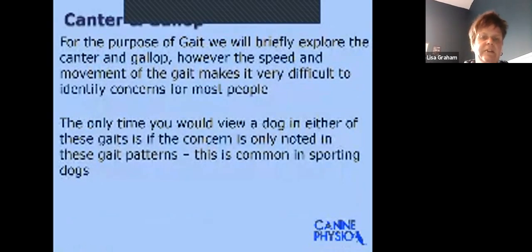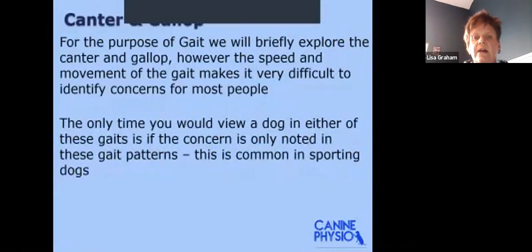For the purpose of the canter and the gallop, we're going to have a very quick look at them. But we've got a couple of problems. A, it's not a symmetrical gait for assessment. B, the speed and the movement of the gait makes it very difficult to identify concerns quite often. And C, most of us don't have the room to put these dogs into a canter or a gallop to be assessing them that way as well.